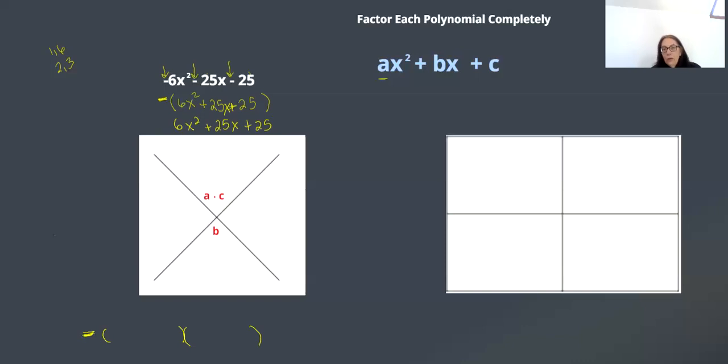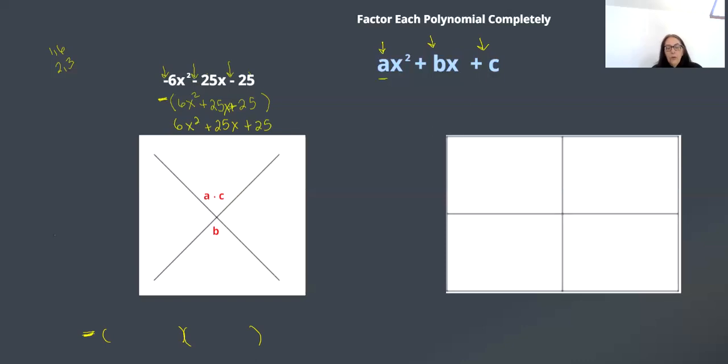So how do we do this? All right, first of all, if I look up here, I have ax squared plus bx plus c. Whatever is in front of your x squared term is your a. Whatever is in front of your x is your b. And the constant, the number without a variable, is your c. And we're going to use those numbers to figure out how this is factored.